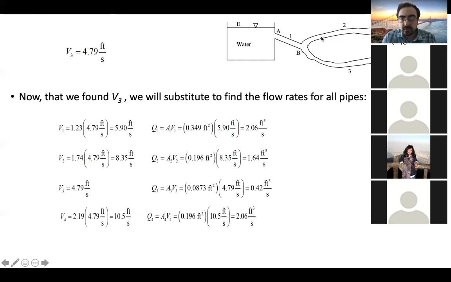Okay, so this is how we can solve these kinds of problems. It's a general way of doing that, and we actually found the flow rates at each pipe by using this. So any questions?